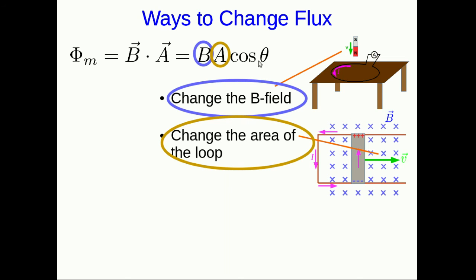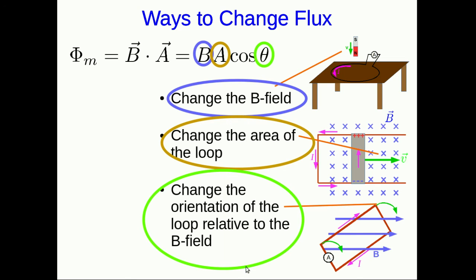But there's another way. We can change theta, so we could have a loop of a constant size in a constant B field, but we now rotate it like so, and now as cos theta changes, the flux changes, and that's going to drive currents in the loop as well. And that turns out to be a really useful way because you can potentially rotate this loop really fast, which means you can make very large rates of change of your magnetic flux this way.